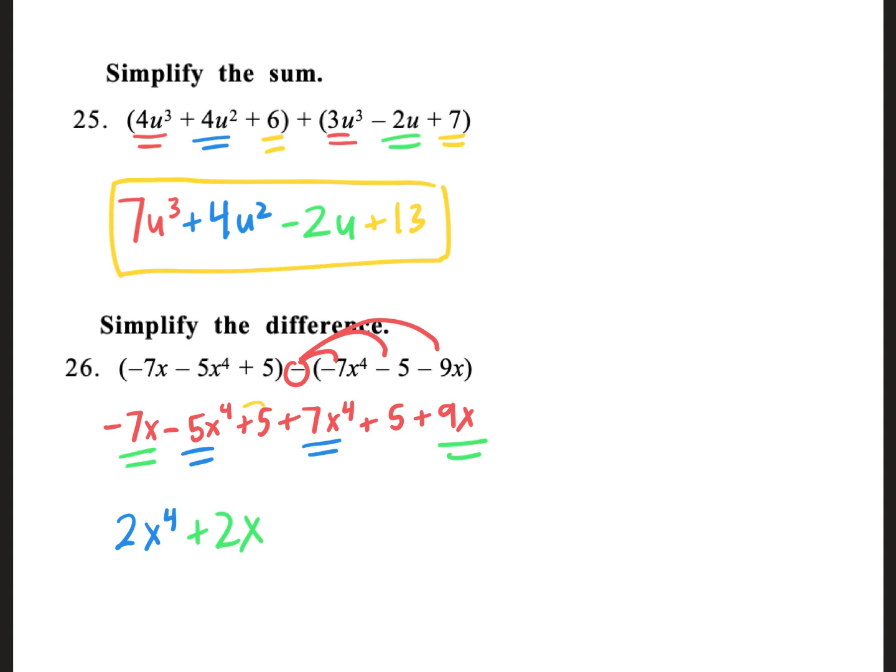And then my last one, we have 5 and 5. 5 plus 5 would give me 10. So my final answer would be 2x to the fourth plus 2x plus 10. And that's it.